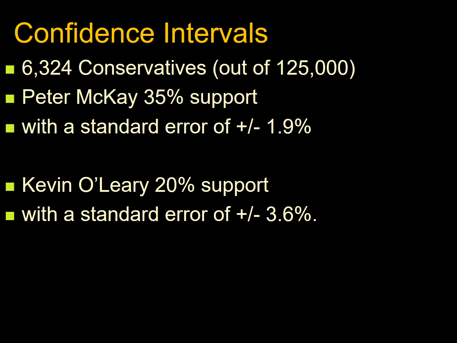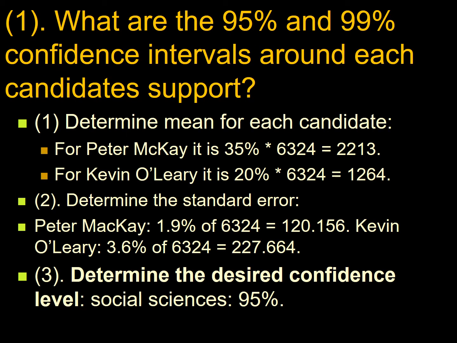So there are three questions, and these are very similar to the questions you'll receive on the midterm. Number one, what are the 95 and 99% confidence intervals around each candidate's support? Number 2, based on this result, which candidate is most likely to win the candidacy of the Conservative Party, and why? And number 3, what could you do to increase your certainty about your prediction for the Conservative Party nominee? So question 1. What are the 95% and the 99% confidence intervals around each candidate's support?